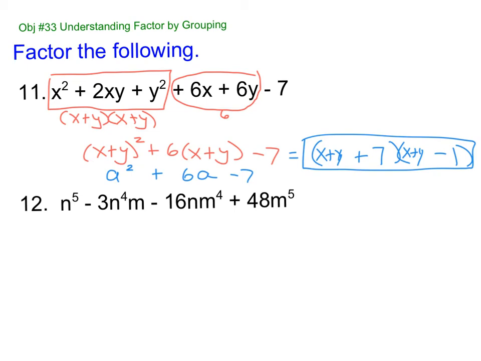Okay, so what makes these not as bad is when you're doing a bunch that are all similar. Now look at number 12. We're back to only 4 terms.